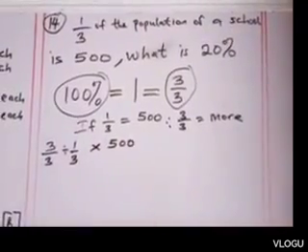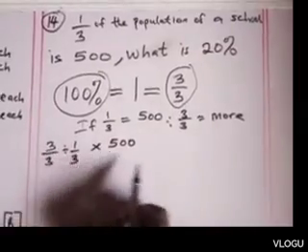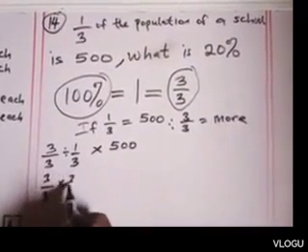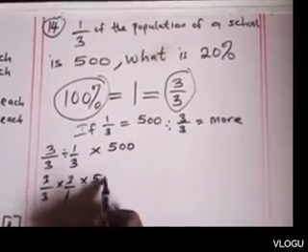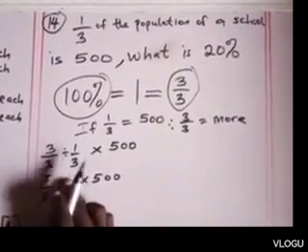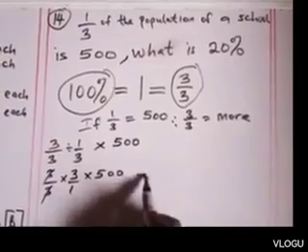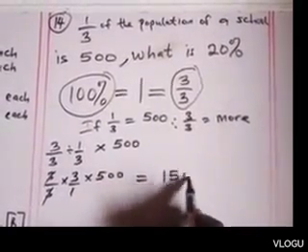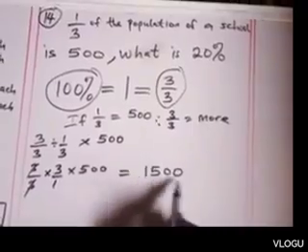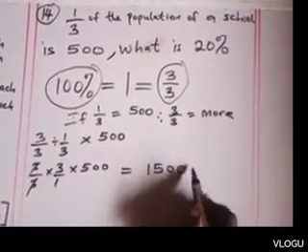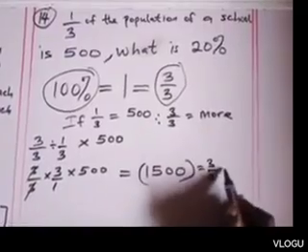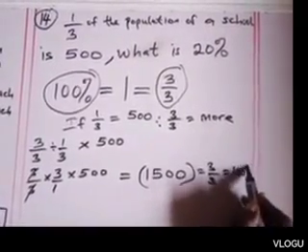I'm trying to get 3 over 3, which is 100%. Then I can't stop here. That will be 3 over 3 multiplied by 3 over 1 multiplied by 500. This will cut this out. If I multiply 3, which is here, by 500, I'm going to have 1500, which means 3 over 3 equals 1500 students. So what I got here is 3 over 3, which is also 100%.